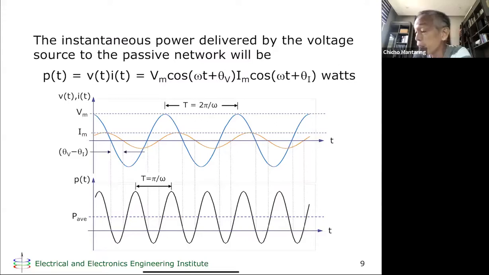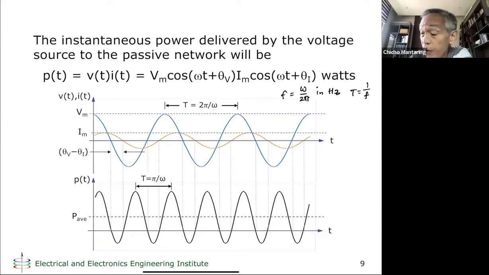And my frequency is equal to omega over 2 pi. That's frequency in hertz, because if you recall, omega is equal to 2 pi times f. So my period T is equal to 1 over f. And so this is going to be my period. The period for my voltage and the period for my current will be the same because the frequency of my voltage is the same as the frequency of my current.